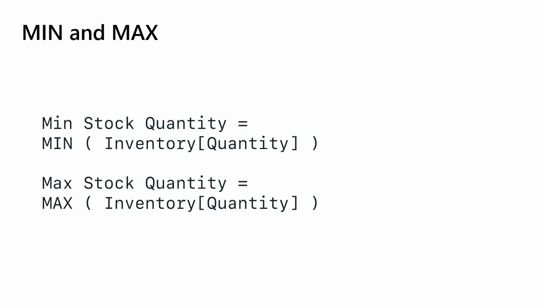AdventureWorks can use these functions to analyze its store inventory. The min and max functions identify the minimum and maximum product quantity from the inventory table, using the quantity column. Inventory is the name of the table. Quantity is the name of the column that contains the values to be evaluated.